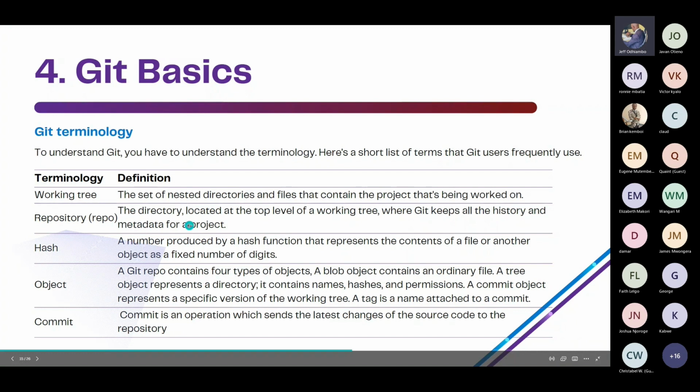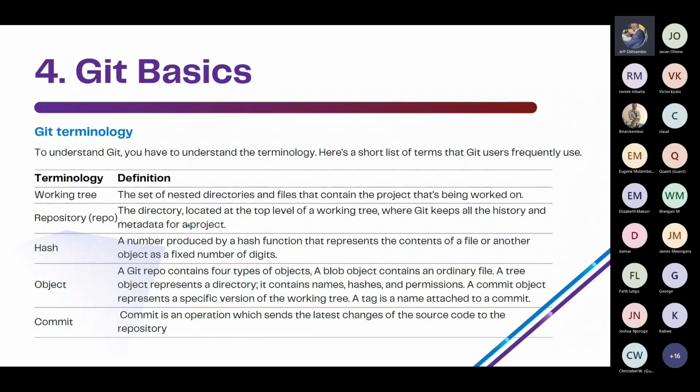Now, talking of a repository, a repository refers to a directory located at the top of a working tree, where Git keeps all the history and metadata for the project. That's self-explanatory.